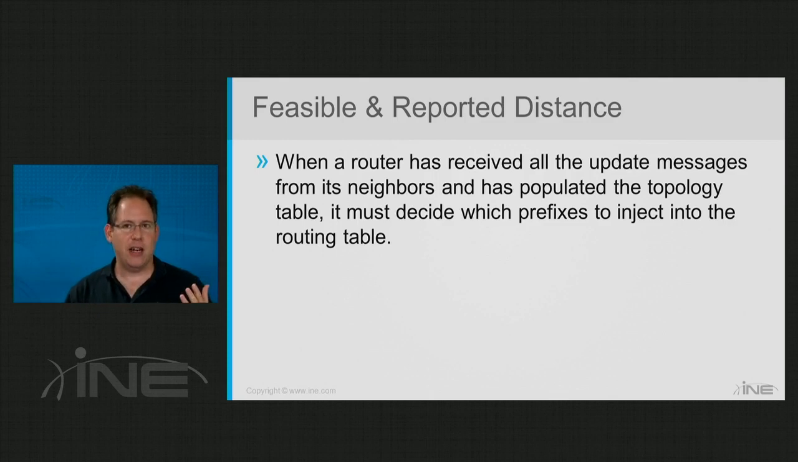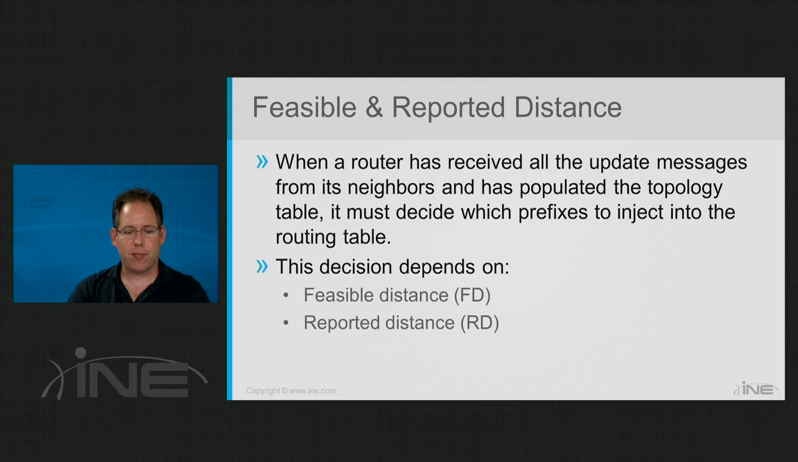Second thing I have to decide is if it's not a loop, or if this route is the first time I've ever heard about this prefix. Now I have to put it in my topology table and make sure that it's suitable for potentially going into my routing table as well. So these types of decisions all are based on two different values, feasible distance and reported distance.